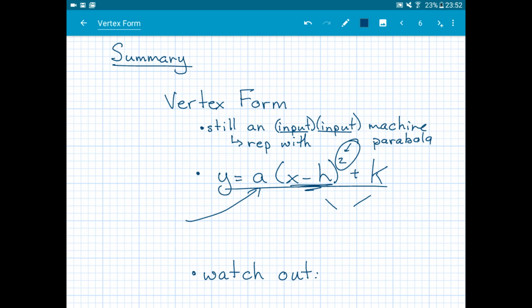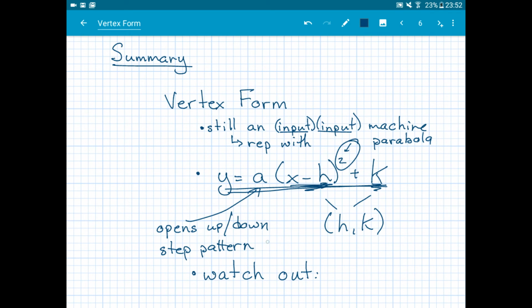And when you graph it, the form of the equation, vertex form, allows us to read off the vertex, which is h, k, whatever this number is, and this number. And the a tells us whether it opens up or down. And what the step pattern is, which will be whatever the value of a is, times 1, then a times 3, then a times 5.